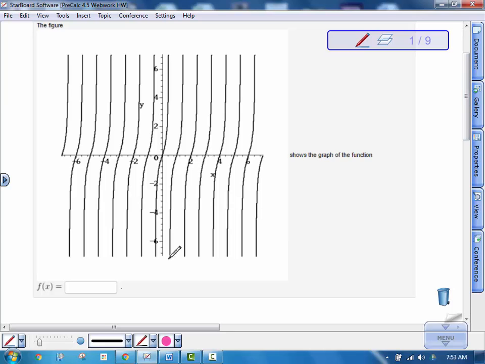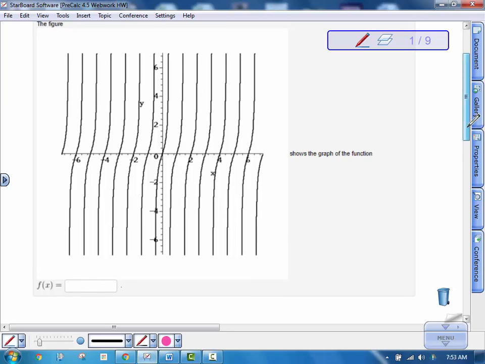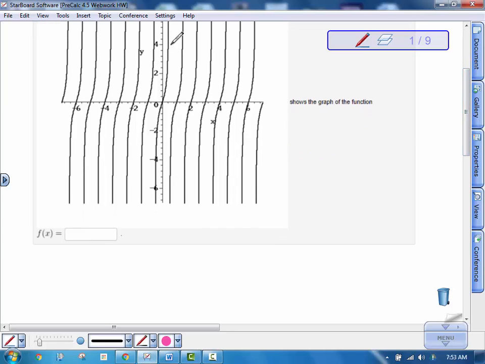So this first one is tangent. It wants us to write an equation for it. We know it's tangent based on the shape, right? Tangent looks like this. Cotangent is going to be the other way. But we don't know the period of this thing yet. So let's take a look here.